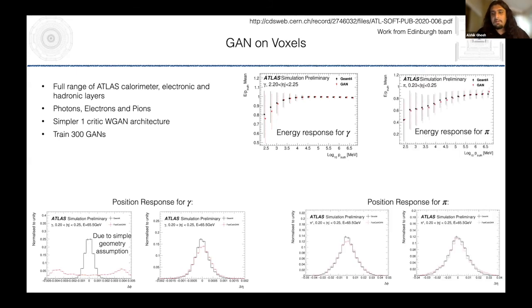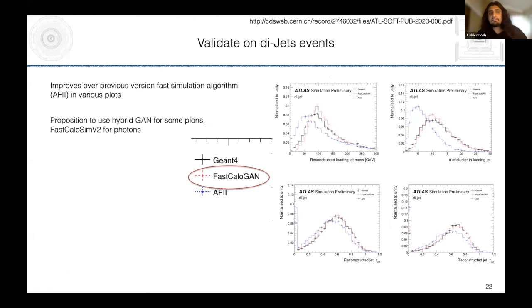Now, if you look at pions, also the energy response on the top is decent, and on the bottom, the position response is pretty good. Which means that currently this new iteration has trouble with photons, but is already impressive with pions. And now, apart from looking at single particle showers, we can start looking at full jet events. And so that's what we see in the next slide.